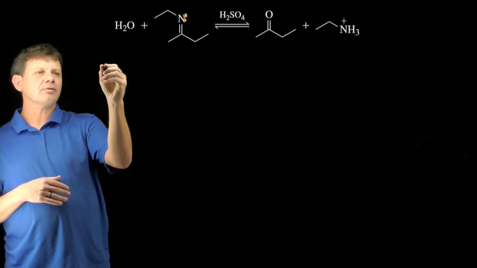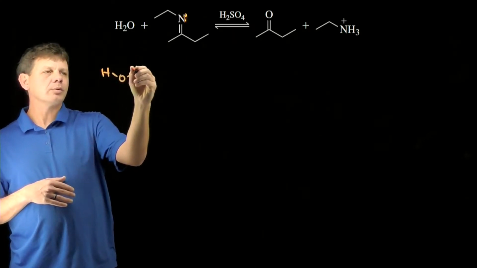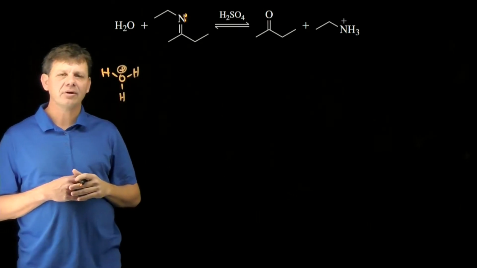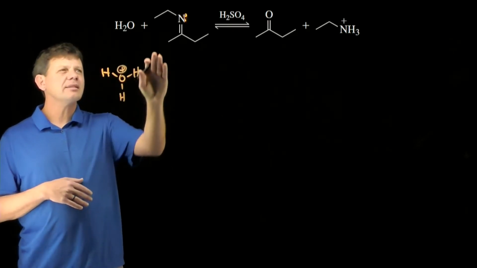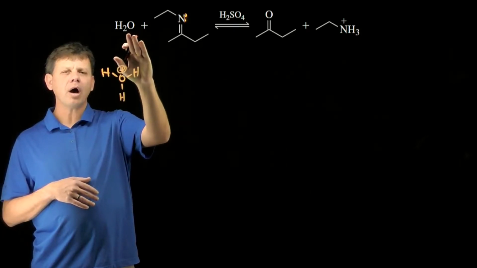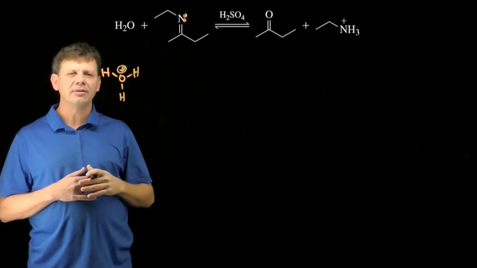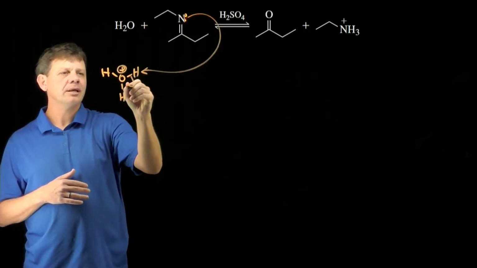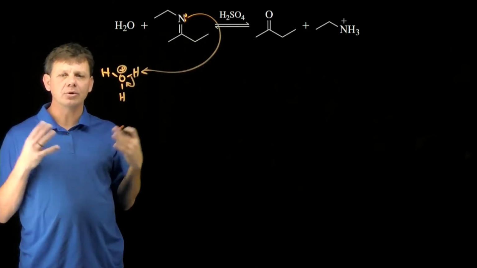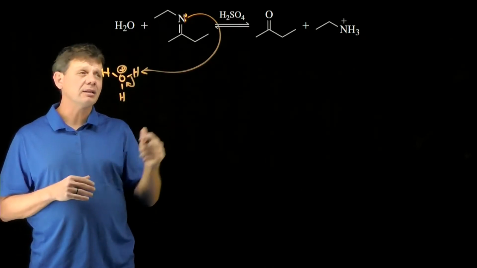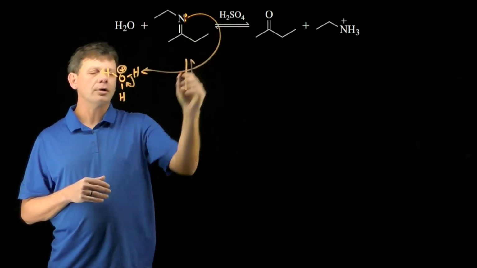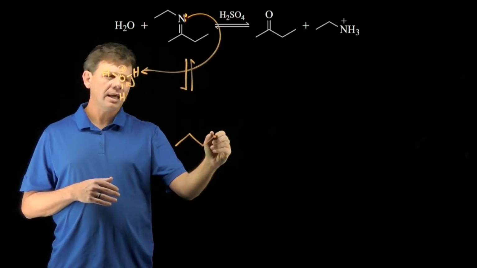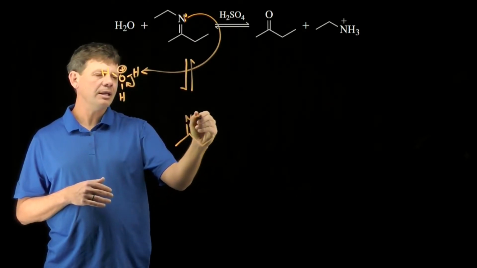Well, if we have water and sulfuric acid in solution, what we're really going to have is H3O+, so that's going to be the acid that starts this reaction. Now, looking at this, we might imagine a reaction where water as a nucleophile will add to the imine. Imines are not good electrophiles, and so we have to protonate it in order to get the imine to be electrophilic enough for water to attack. Now, if we protonate the imine, we end up with this iminium ion.